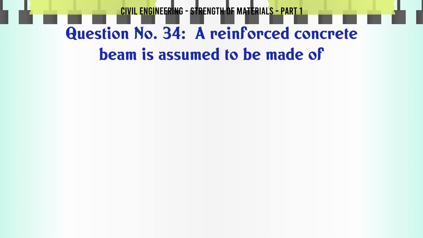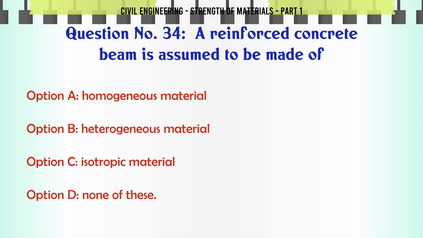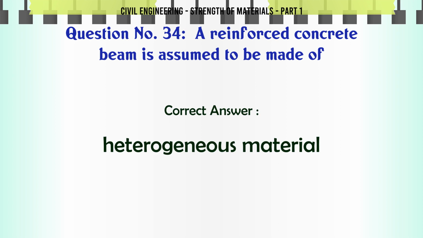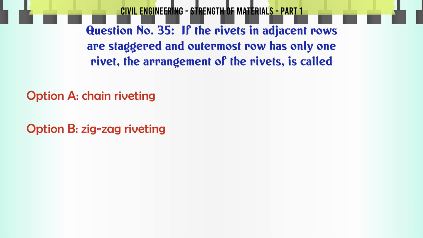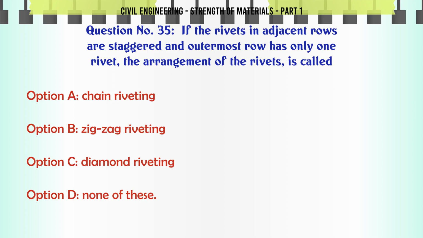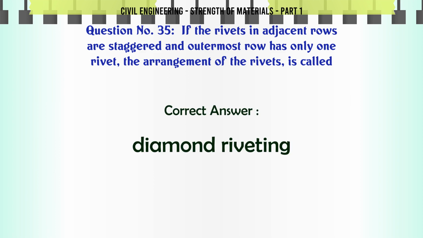A reinforced concrete beam is assumed to be made of A. homogeneous material, B. heterogeneous material, C. isotropic material, D. none of these. The correct answer is heterogeneous material. If the rivets in adjacent rows are staggered and outermost row has only one rivet, the arrangement of the rivets is called A. chain riveting, B. zigzag riveting, C. diamond riveting, D. none of these. The correct answer is diamond riveting.